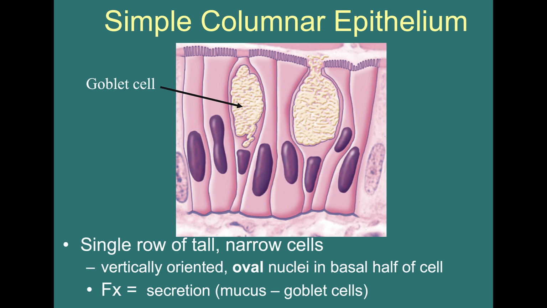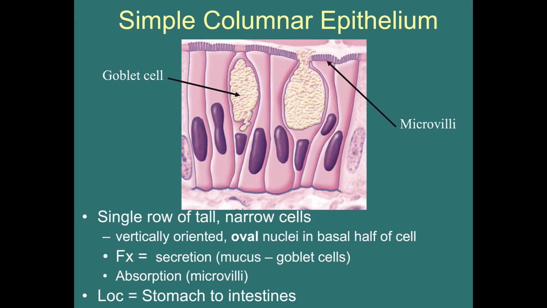What you'll also notice with this tissue is these big goblet cells, and when you're looking through your microscope slides, you'll see them sometimes as clear and transparent, but they are associated with our simple columnar epithelial tissue. They're actually single-celled glands that secrete mucus. That mucus helps lubricate and trap different things.